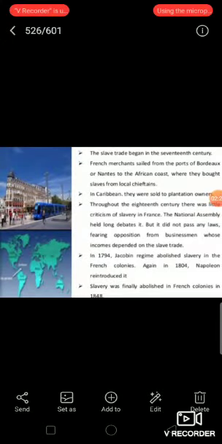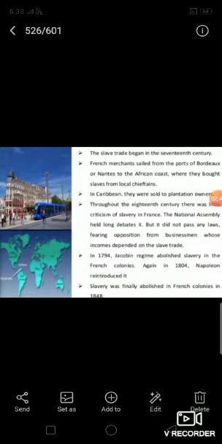Now, students, throughout the 18th century, there was little criticism of slavery in France. It was finally the Convention, which in 1794 legislated to free all slaves in the French overseas possessions. This, however, turned out to be a short-term measure. 10 years later, Napoleon reintroduced slavery. Slavery was finally abolished in French colonies in 1848.